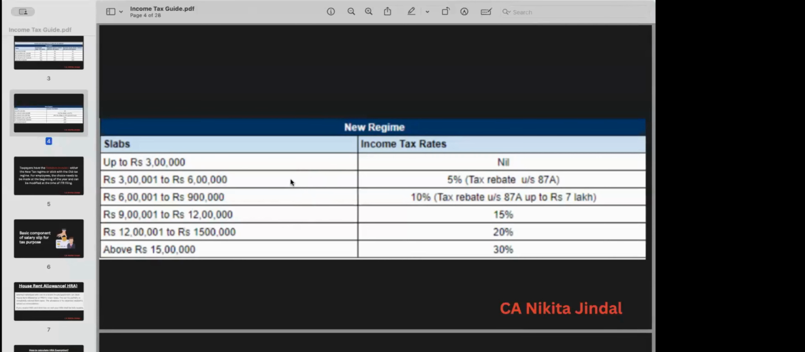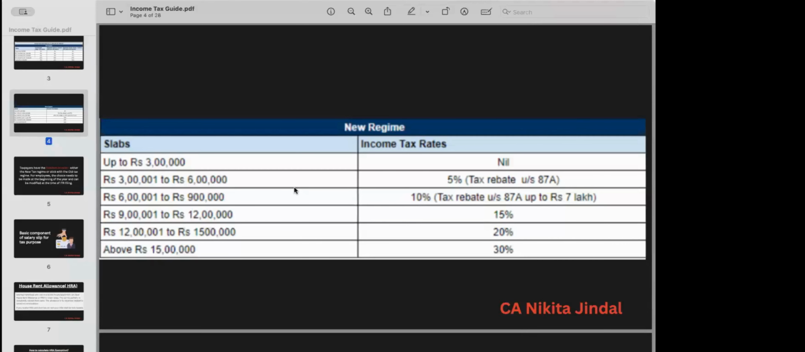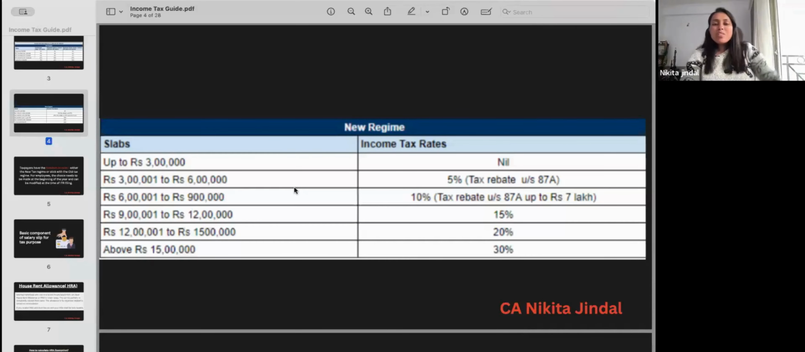Perfect. Next question. I have declared 50K on NPS for the financial year 2023-24. Will it be possible for me to invest in NPS this month, March, an amount of 50K? Yes, yes, you can. You can invest till 31st March.